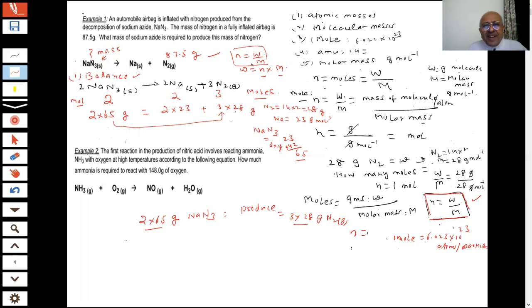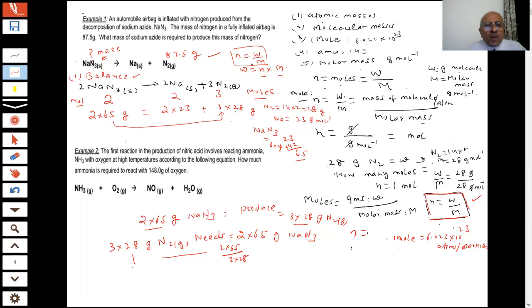Now again, unitary method. You are saying 3 into 28 gram of nitrogen needs 2 into 65 gram of NaN3. One unit will need how much? 2 into 65 divided by 3 into 28.